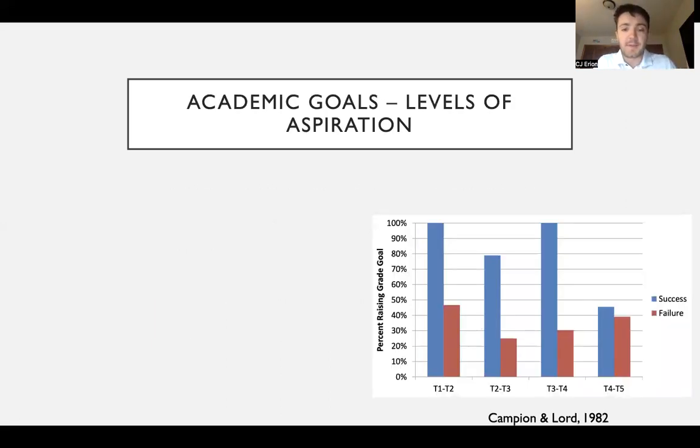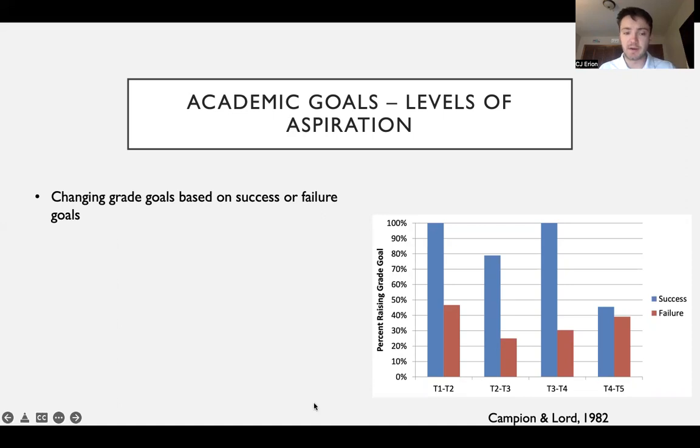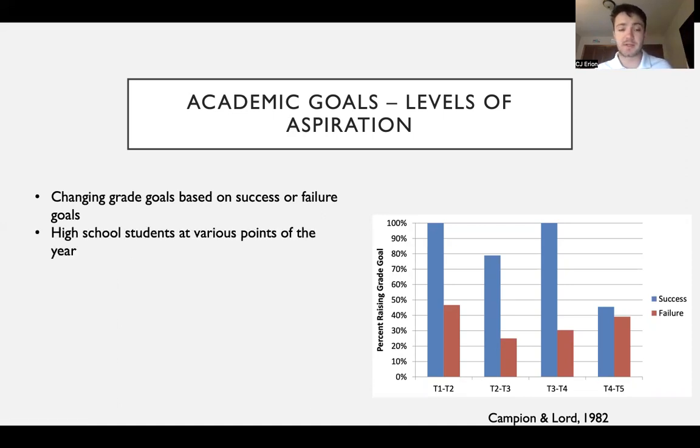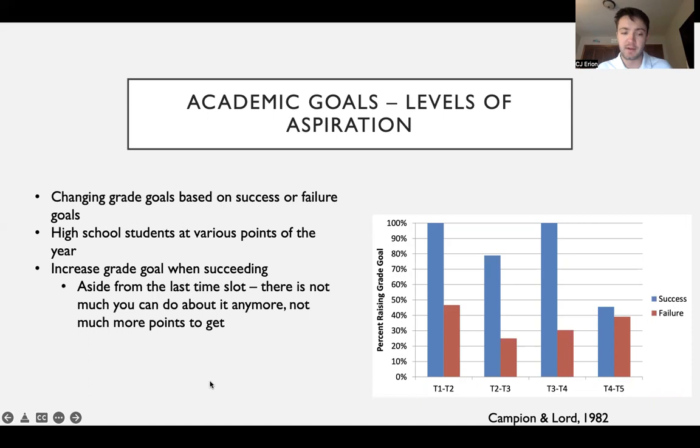Okay, this is an interesting academic goal study. So this gets at more of the level of aspirations. And so what we see here is a study on changing grade goals based on either success or failure. And so this sees high school students at various points of the year. So time 1, time 2, through time 4 and time 5, beginning of the semester here, end of the semester here, or end of the year, sorry.